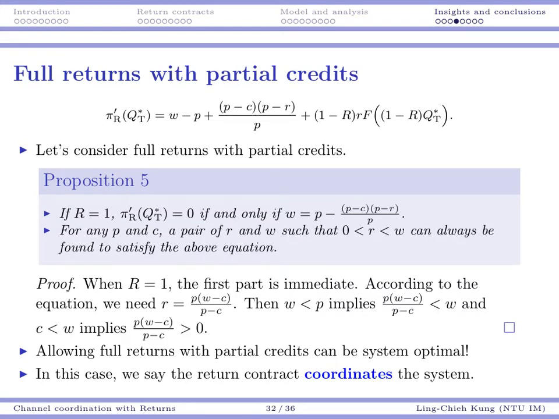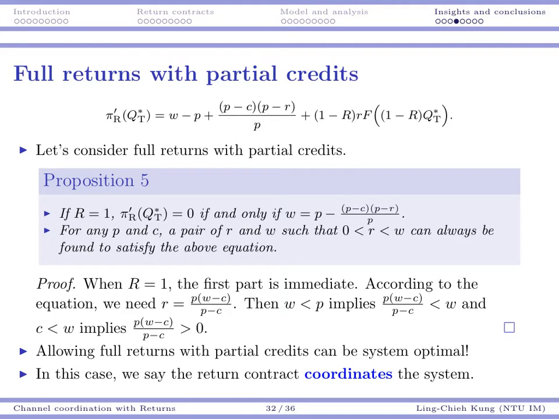Now let's consider returns with partial credits. Suppose capital R is 1. Then we can show that for the system to be efficient, we need w and r to be set according to this equation. Let's look at this first. Suppose capital R is 1, then the last term will be cancelled. And if we need the first part to be 0, that's exactly what we need here. So that's one thing.